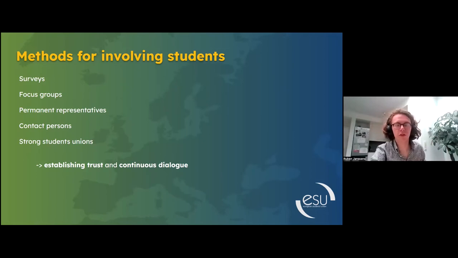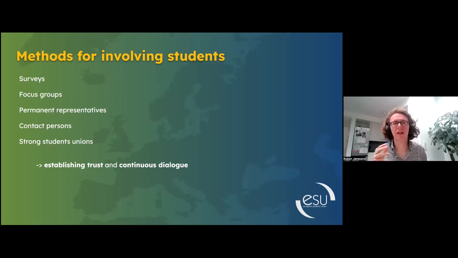If there's a strong student union, that will automatically support the engagement of students. But that needs to be supported as well, to make sure that those students have time and resources to actually do the student representation. But all in all, it really comes down to establishing trust between everyone in the higher education institution and just establishing a continuous dialogue.